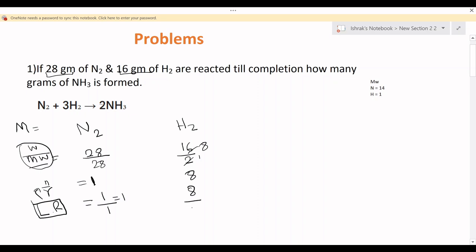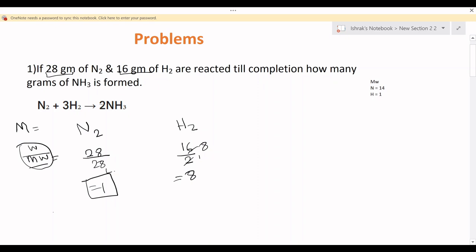Now, which one do you think is going to be my limiting reactant? Well, if I divide 8 divided by 3, we see this becomes 2.67. And this is 1. Which one is smaller? Of course, this one. So this is my limiting reactant. Now that we have that, let's remove this. So the moles should stay: 8 moles, 1 mole. Let's just highlight this.